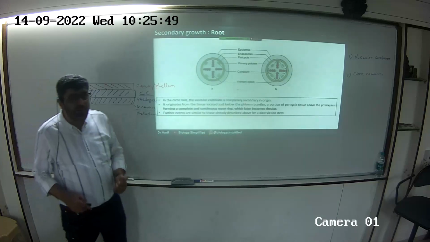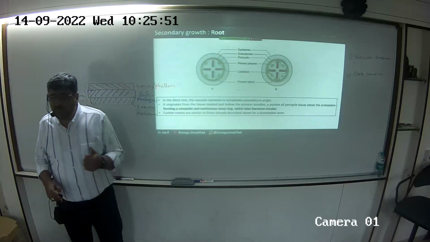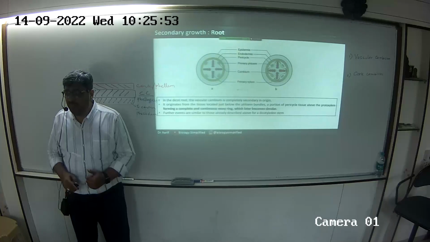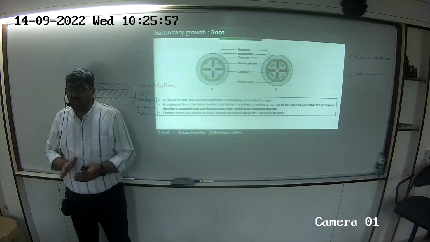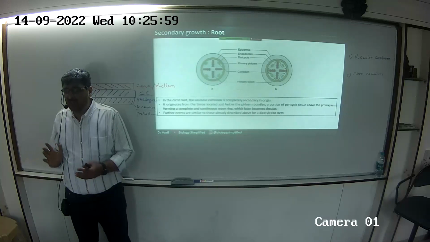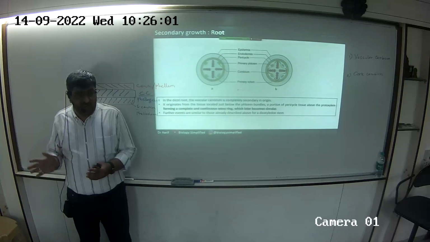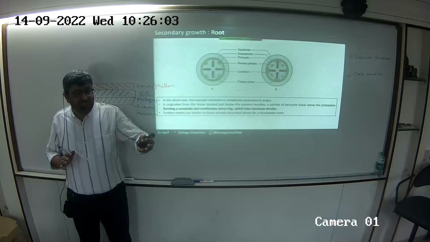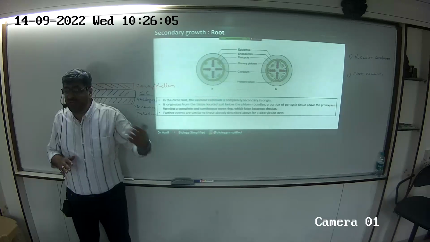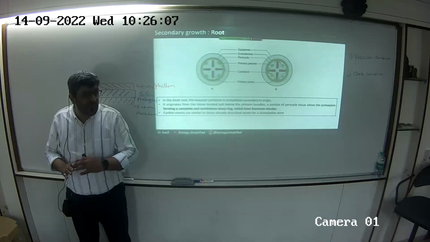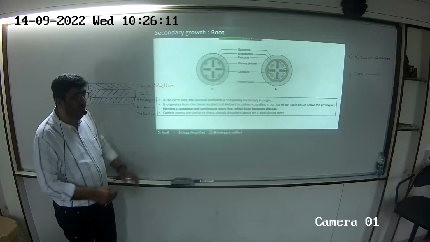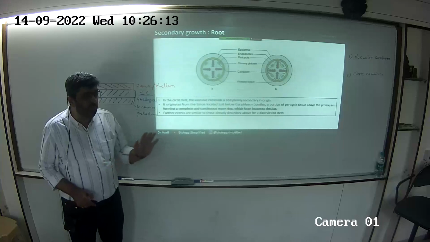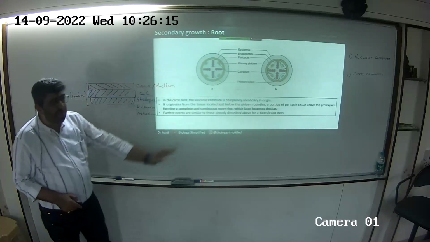The first point that we did was development of the vascular cambium. In the stem, did we mention that half of the vascular cambium was primary, in the form of intrafascicular, and half was secondary, in the form of interfascicular? Only then the complete ring was formed. But in the root, the vascular cambium is completely secondary. That means nothing will be there first. This whole ring will form later.